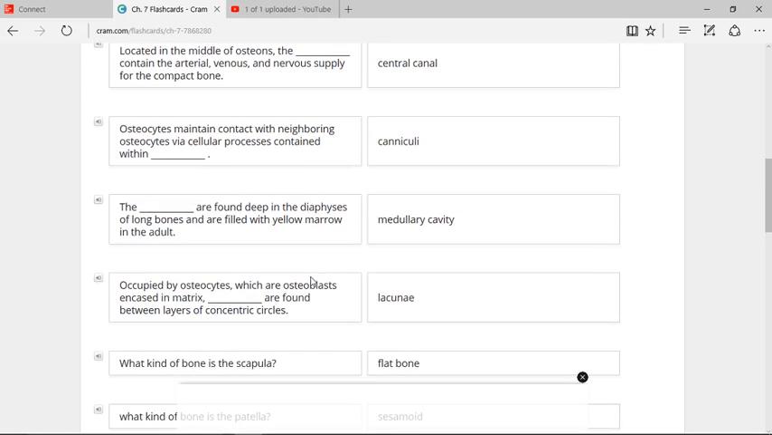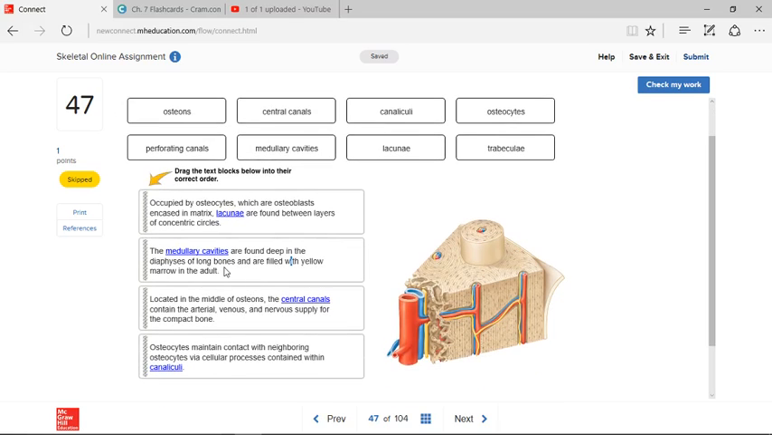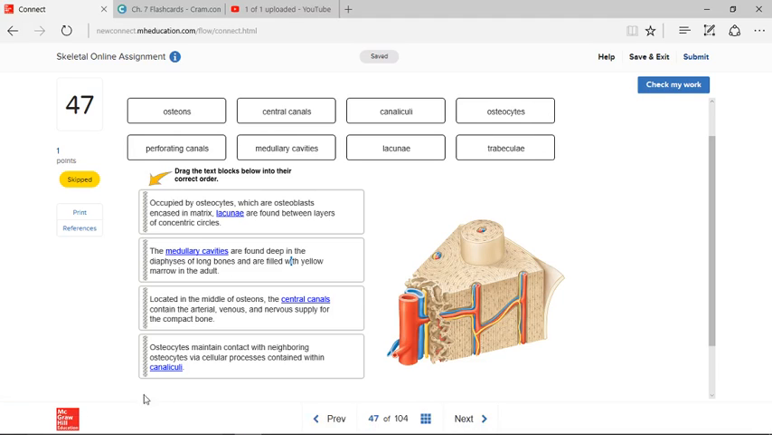Occupied by osteocytes, which are osteoblasts encased in matrix. Yes, I covered that in an earlier episode, I believe. Are found between layers of concentric circles. We gotta go back. Lacunae. Lacunae are found between layers. We're going to read that one more time. Occupied by osteocytes, which are osteoblasts encased in matrix. Lacunae are found between layers of concentric circles. That is a good thing we got that right.